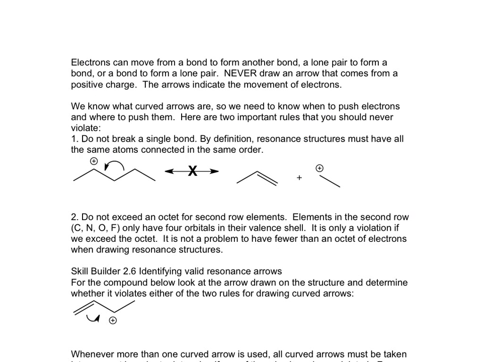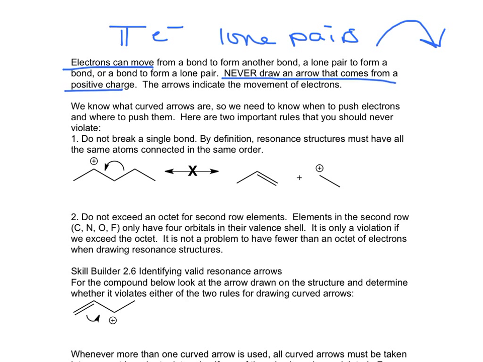When we draw resonance structures, we're only going to move electrons. So we're looking at pi electrons and lone pairs, or non-bonding electrons. Okay, we're never going to draw an arrow that comes from a positive charge. When we draw curved arrows, let me just dissect the geometry of a curved arrow. So this here is the tail, and the arrow is the head.